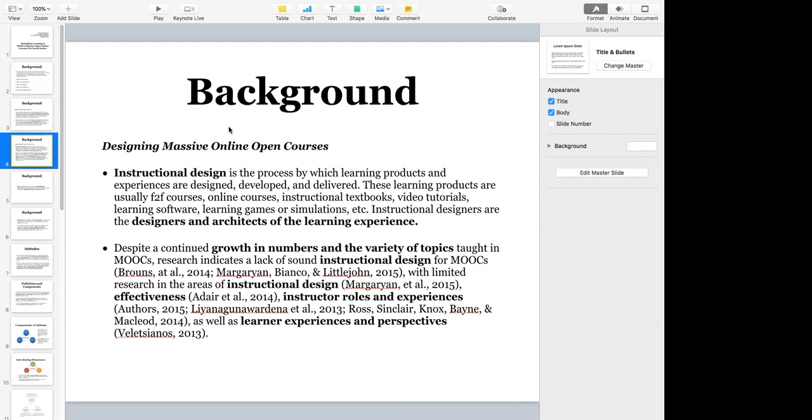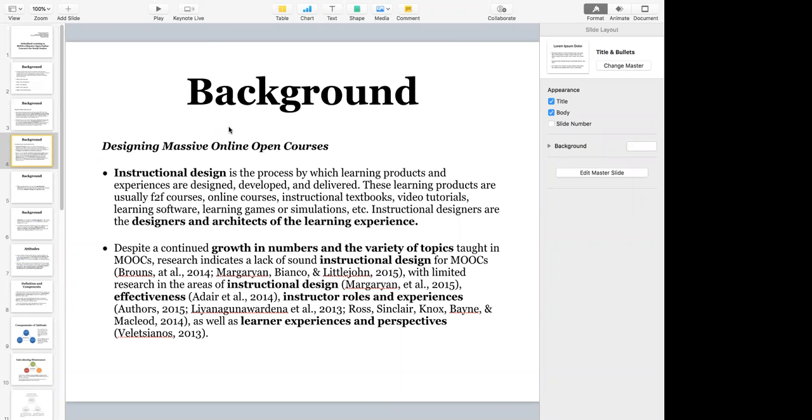These learning products could be books, courses, full courses, programs, online courses, instructional textbooks, video tutorials, learning software, games, or simulations. All these are things that are designed by instructional designers. So you can say instructional designers are the designers and architects of learning experiences.